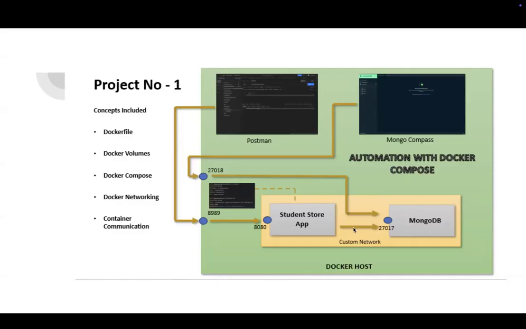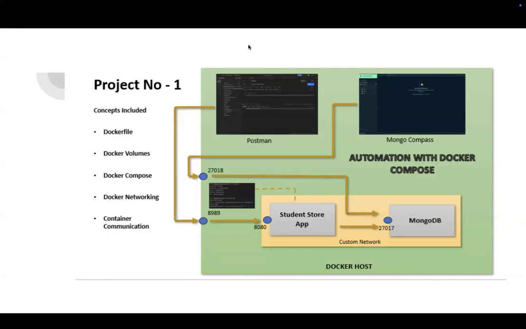Please do remember this is automation of a two-tier application deployment with Docker Compose and Dockerfiles. We'll be using a tool called Postman as well as Mongo Compass in order to test our applications. We are going to have some applications: a student store application, which is a Spring Boot application, and we also have the MongoDB Docker image. We will be integrating them together with the automation.